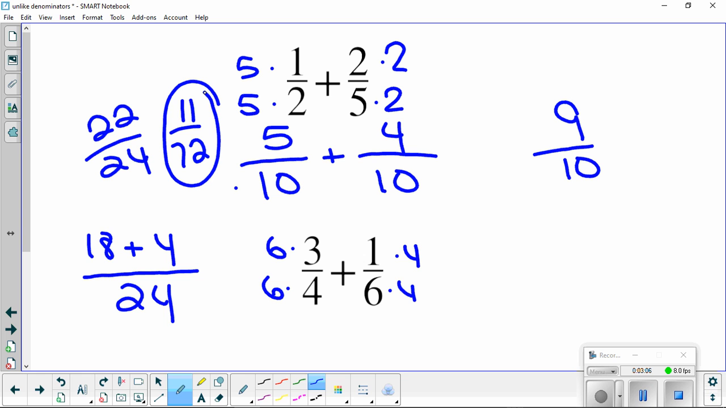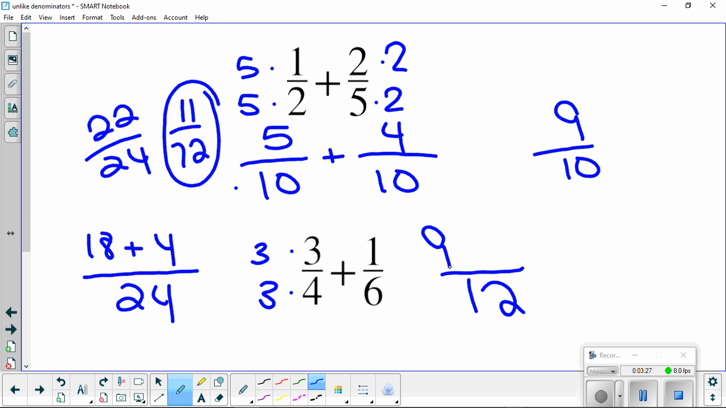Now, if I chose a smaller number that they both could go into, I could save myself a little work. Does anyone know of a good number that 4 and 6 will go into that's a little smaller? 12. That's called the least common multiple. Again, that was fourth grade. You didn't love it. I'm going to times by 3 and times by 3. So I get 9. I'm going to times by 2 and times by 2. So I get 2. So look at this, I get to the answer right away.